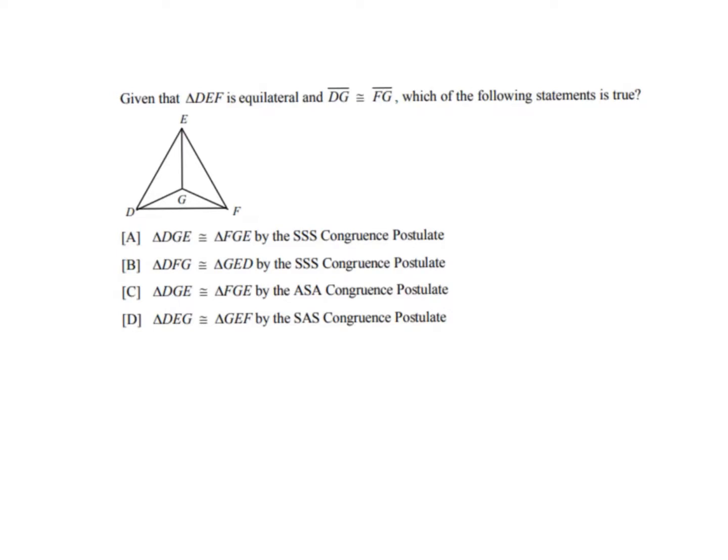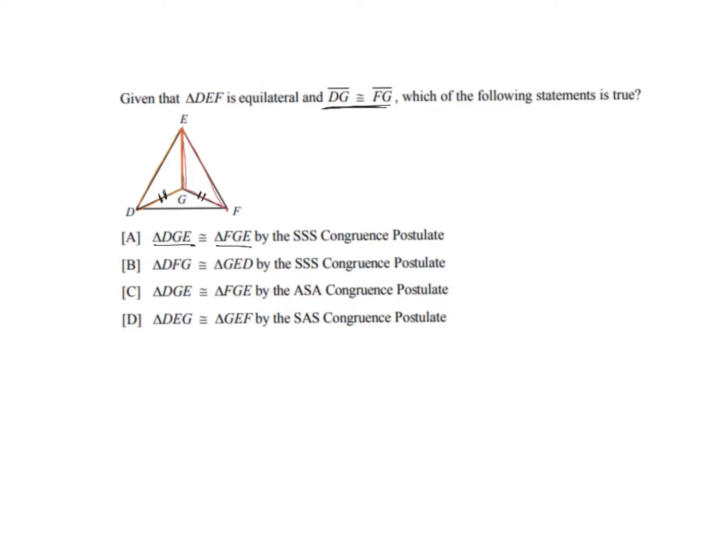Be careful here because there's three triangles here, but they're talking about DGE, which is this triangle here, and they're asking about FGE, which is this triangle here. So we're looking at these two triangles, and we're always looking at what's being given. This is pretty apparent that they're giving us DG, FG. Okay, so they're giving us these two arcs here.